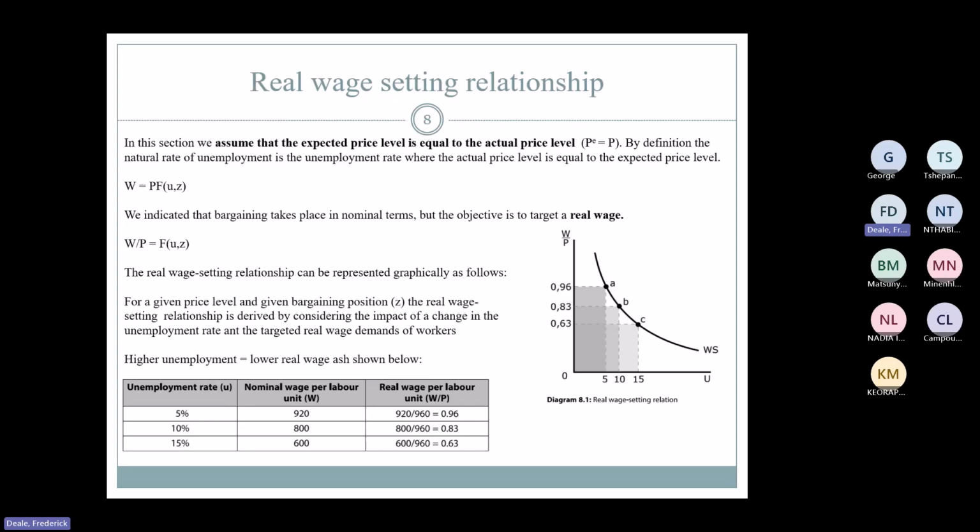It also says that for a given price level and a given bargaining position, which is Z, so we're assuming Z doesn't change, right? The real wage setting relationship is derived by considering the impact of a change in the unemployment rate and the targeted real wage demand of workers. So with higher unemployment, unemployment going from 5 to 15% means the real wage decreases. A high unemployment rate means you get paid less in real terms. So not just less in nominal terms, also less in real terms. You can buy fewer chickens. It's not just fewer rands.